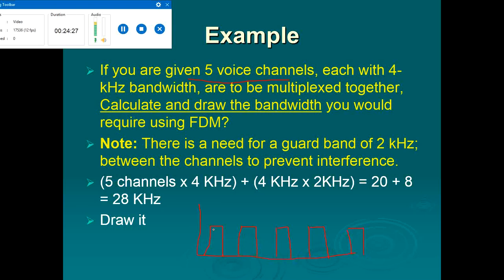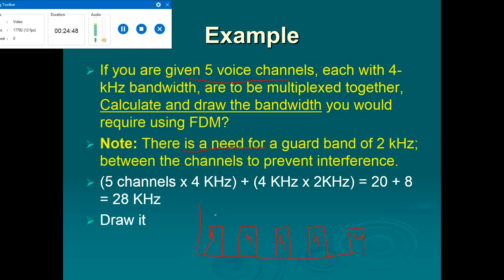What is the bandwidth of this? 4 kilohertz, 4 kilohertz, 4 kilohertz, 4 kilohertz and 4 kilohertz. Now there is a need, we will read it at the later. There is a need for a guard band of 2 kilohertz between the channels.